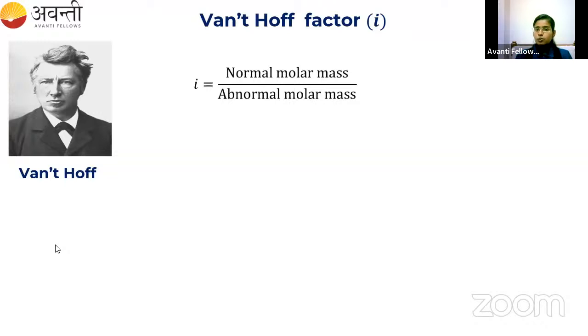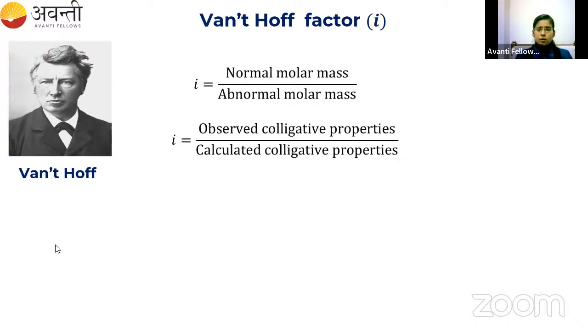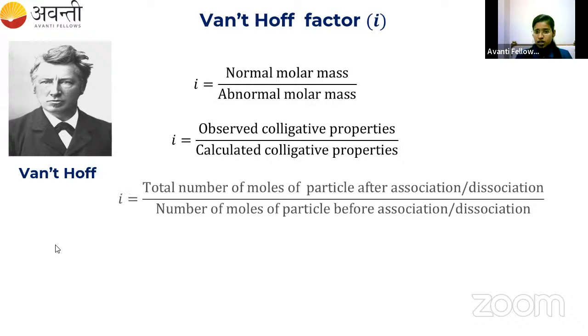It is equal to normal molar mass by abnormal molar mass. We also have one more formula: observed colligative property divided by calculated colligative property. And also we have one more formula: total number of moles of particles after dissociation or association divided by number of moles of particles before association or dissociation. All these three denote the same thing only. You don't have to worry. To find out the value of i, they will give you the normal molar mass, abnormal molar mass, everything in the question. You just have to substitute and divide it and get the value of i.